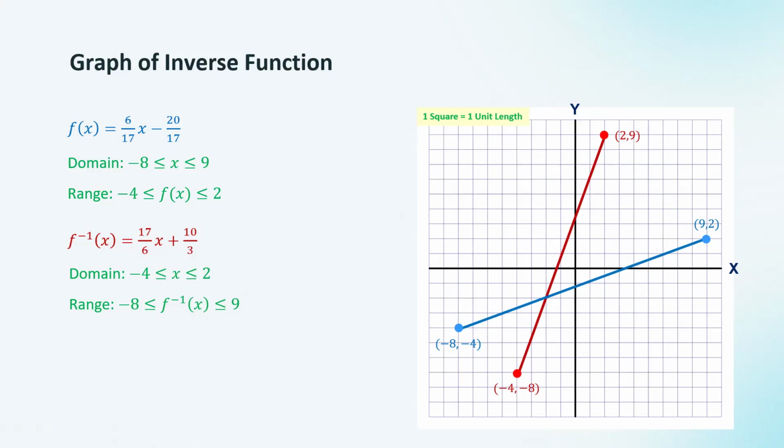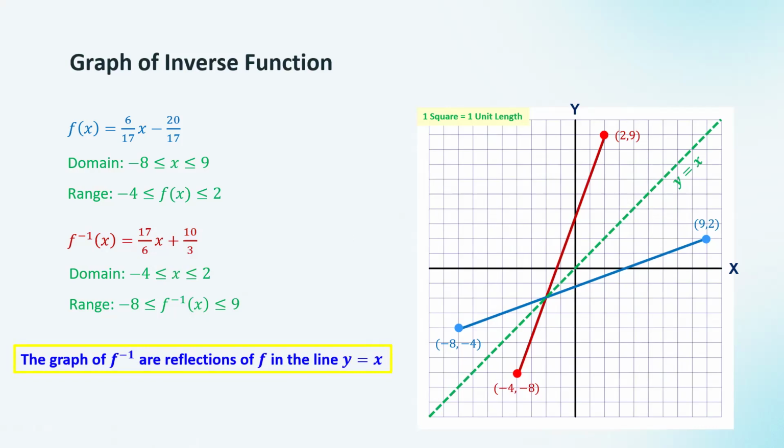The graph of the inverse function is actually a reflection of the original function, because as you can see, it looks like a reflection, right? And it is reflected in the line y = x. This doesn't only apply to linear functions. It doesn't only apply to this case. It applies to all cases, generally. So the graph of the inverse function is a reflection of f in the line y = x. We are going to see other examples in the next few slides.